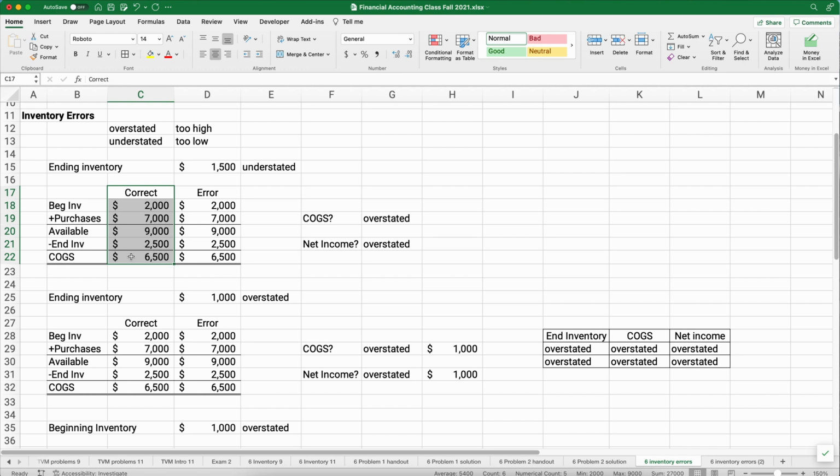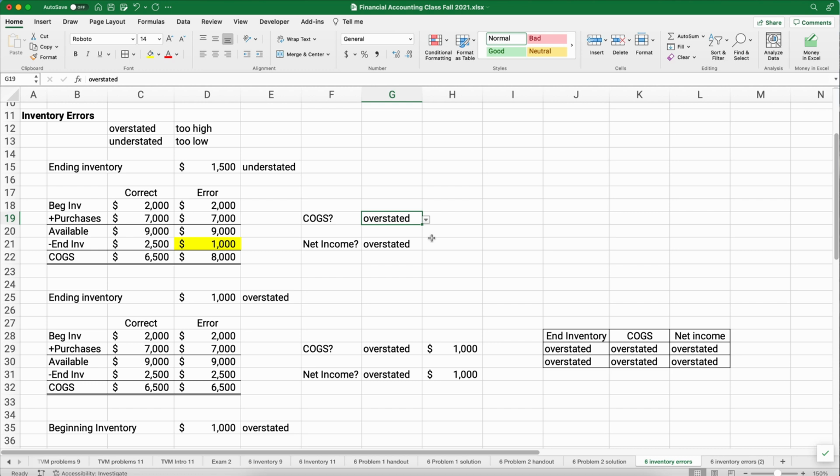And we're going to think about the impact on the income statement and on cost of goods sold if we have an inventory error. So let's assume we have an inventory error of $1,500 and it's understated. $1,500 understated. That means the ending inventory right here, instead of being $2,500, it's $1,500 too low. So let's assume that for some reason we recorded it at $1,000. Well, what's the effect? Well, it means our cost of goods sold is too high. So that is going to be overstated. Cost of goods sold is overstated.